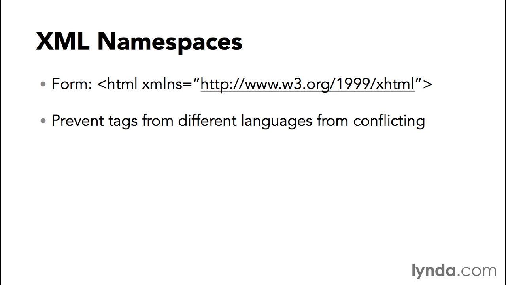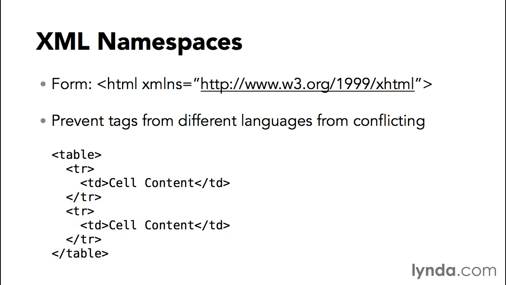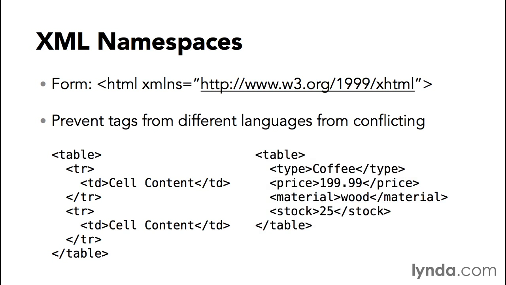So let's take a look at an example. Suppose I have an HTML file with a table in it, right? And HTML tables have things like table rows and table cells. They're used to lay out tabular data. However, if I create an XML document and I work for, say, a furniture company, to me, a table means something completely different, right? I'd have a table, and my table definition for furniture might have a type. It's going to have a price, material, how many I have in stock.